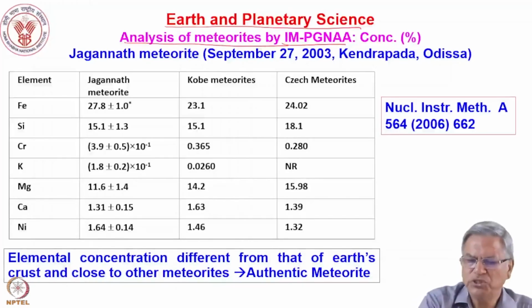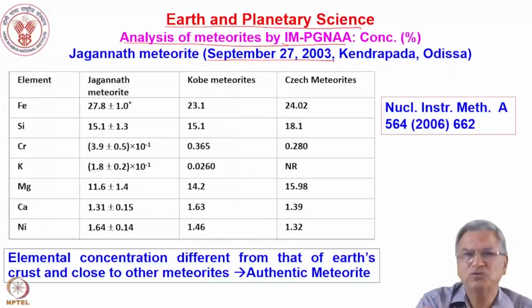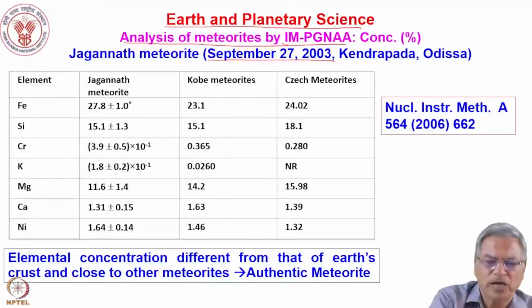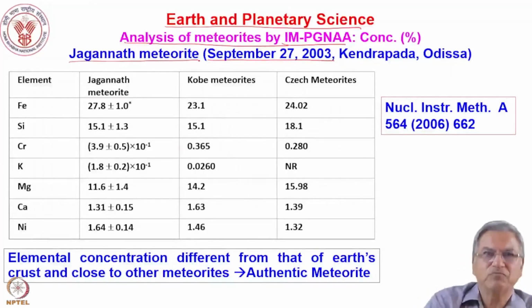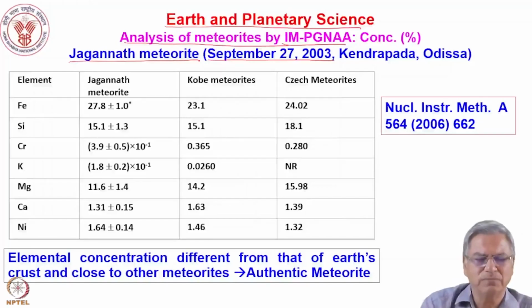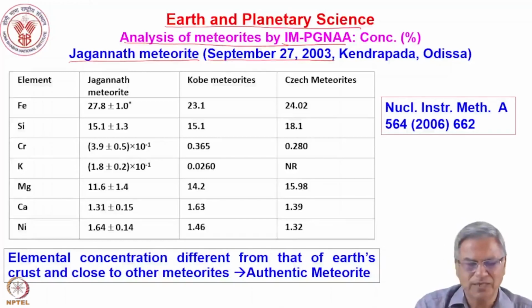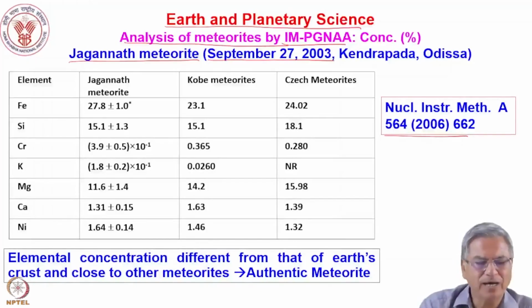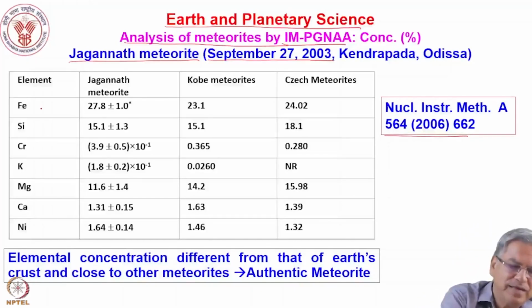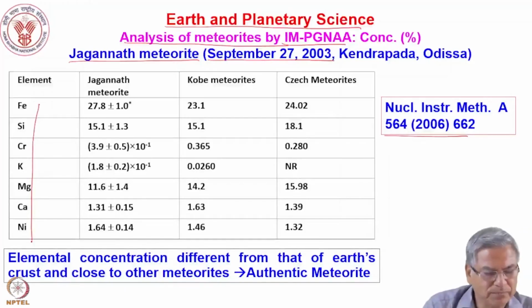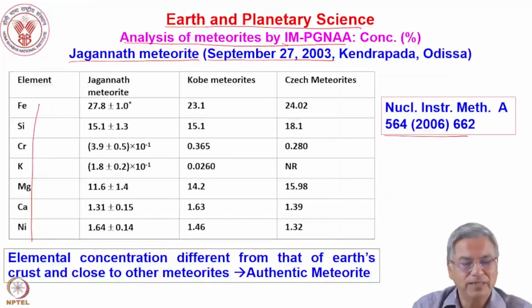So in Odisha, on September 27, 2003, a meteorite fell on the Earth, and it is named the Jagannath meteorite. This Jagannath meteorite was characterized by colleagues at ARC, and it is published in a journal. I have taken the data from Dr. Acharya, and you can see here the elements that are present: iron, silicon, chromium, potassium, magnesium, calcium, nickel.